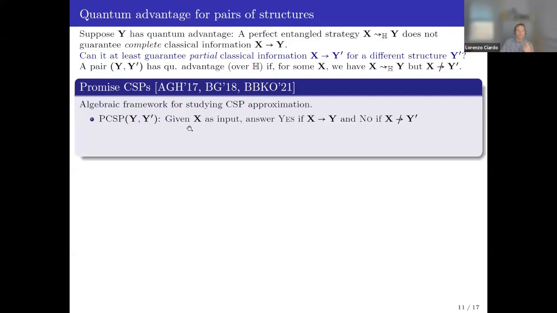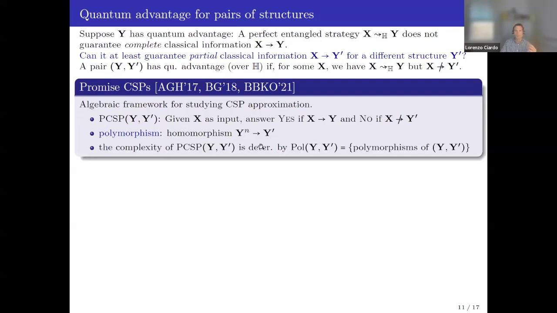Okay, so the key fact is that we can define polymorphisms also for this extended version of CSPs, right? So a polymorphism is just going to be a homomorphism from the nth power of Y to Y prime. And also in this setting here, the complexity of this problem is completely determined by polymorphisms. Right? So the complexity of PCSP of Y, Y prime is completely determined by the polymorphisms.